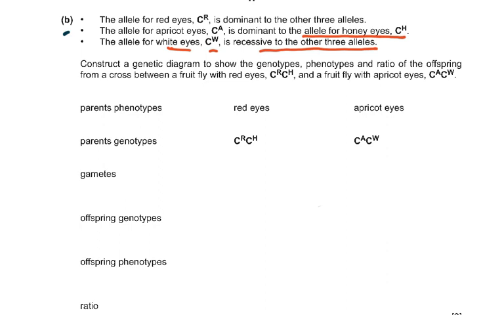Now it says construct a genetic diagram to show the genotypes and phenotypes and the ratio of the offspring. So you have to give me the genotype, the phenotype, and the ratio of the offspring from a cross between a fruit fly with red eyes CRCH and a fruit fly with apricot CACW. So they've given you the parental phenotype and the parental genotype.